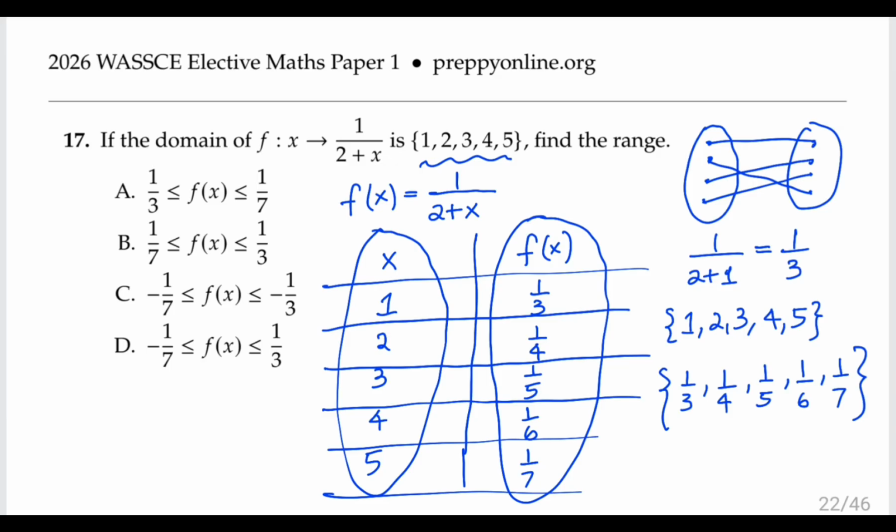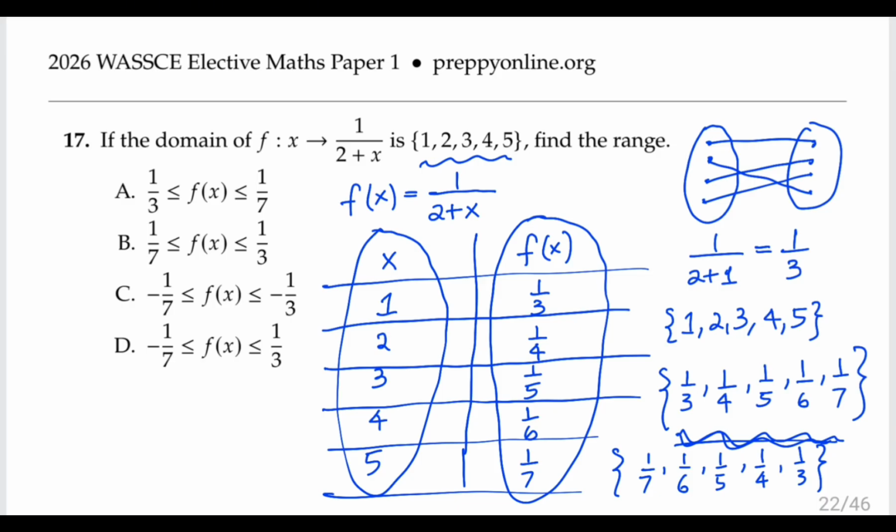But looking at the options, we don't really have this range here. What we have rather is an interval in which we can find this range. So if you arrange these numbers in ascending order, so that 1 over 7, which is the smallest, comes first, then you can write your range this way: 1 over 7, 1 over 6, 1 over 5, 1 over 4, 1 over 3.